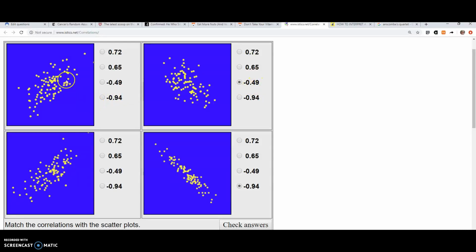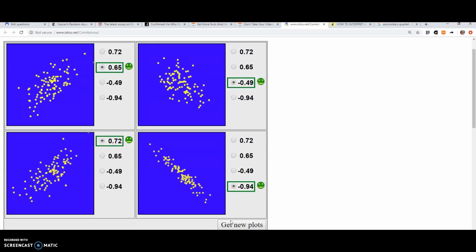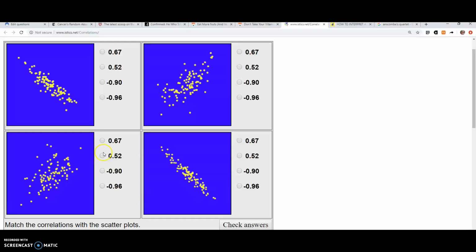Here, this is difficult. So we know that these are positive, 0.65, 0.72. Which of these two are stronger? I would say, and this is a little guesswork, this isn't so important that you know this precisely, but I would say that these are a little more closely clustered to a line going through them than these are. And so I'm going to put the stronger correlation, the one that's closer to 1, here. I'm going to check my answers. All those are correct. Get new plots, and I'm going to continue.